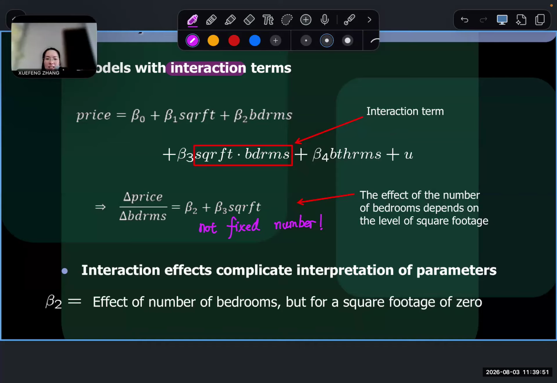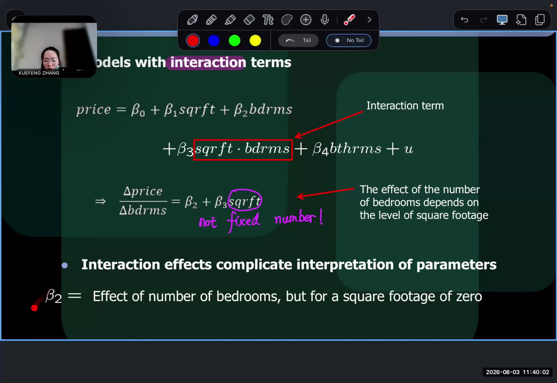It depends on another variable now, instead of on itself, okay? So the warning showed you beta 2. Beta 2 alone is the effect of one more bedroom on only one square footage equals 0. No house has 0 square footage, right? So beta 2 by itself means nothing here. Okay, the effect of the number of bedrooms, but for a square footage of 0.